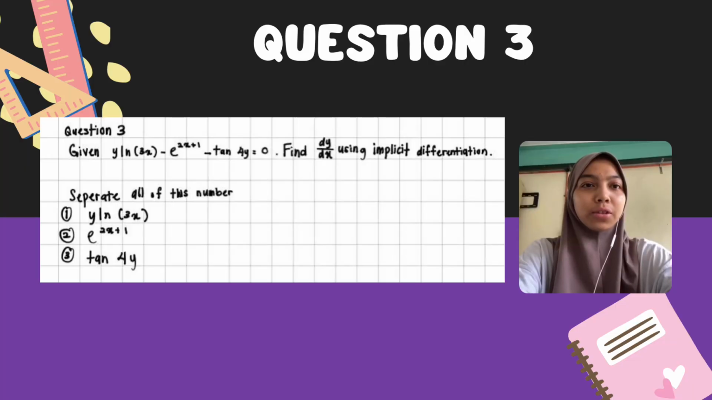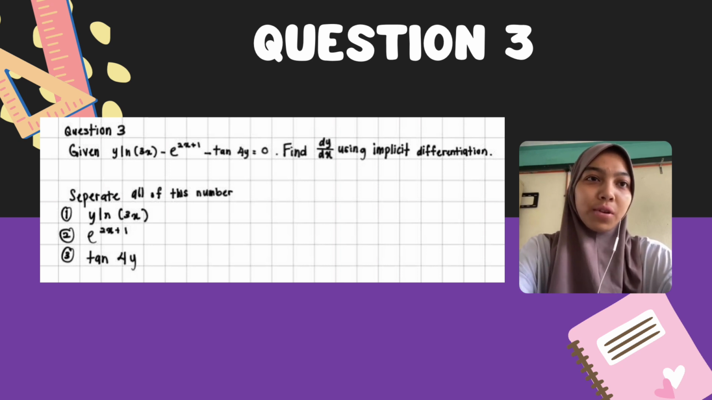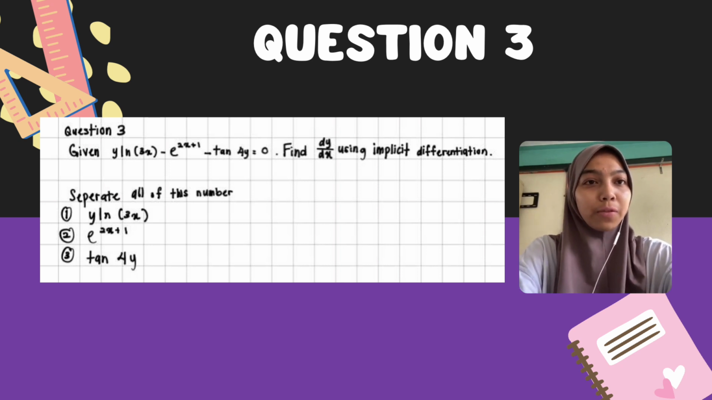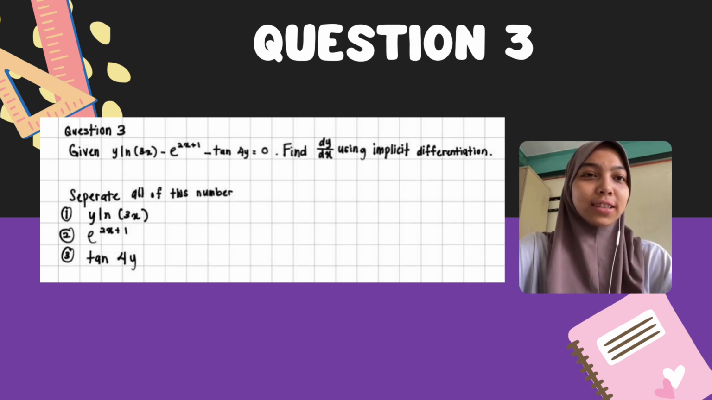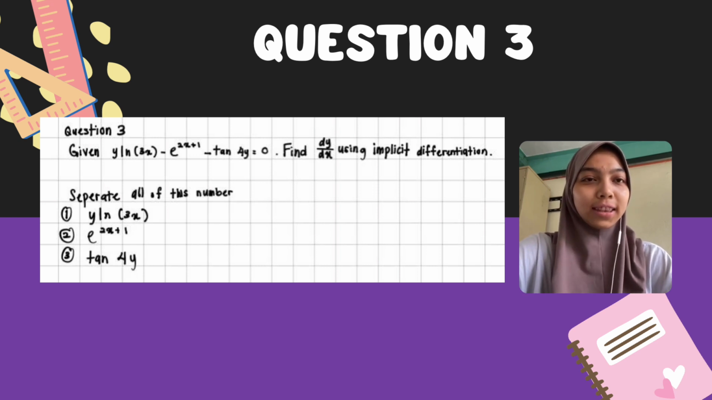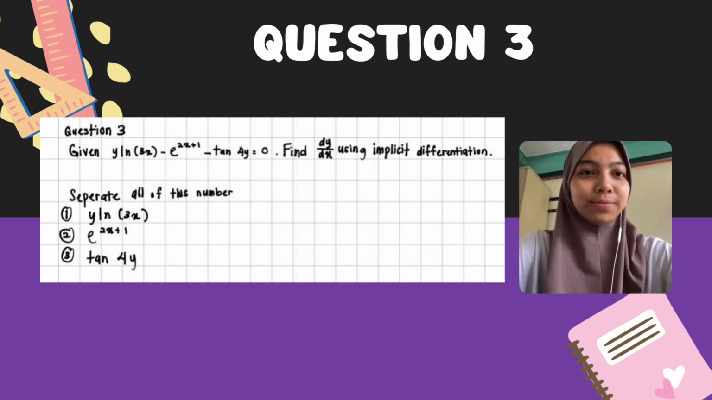For question number 3, these are the question and how to solve it. First of all, we need to separate it into 3 to make it easier to solve each part of the question. For the first part, we will declare y ln 3x as number 1, e to the power of 2x plus 1 as number 2, and 10 to the power of y as number 3.